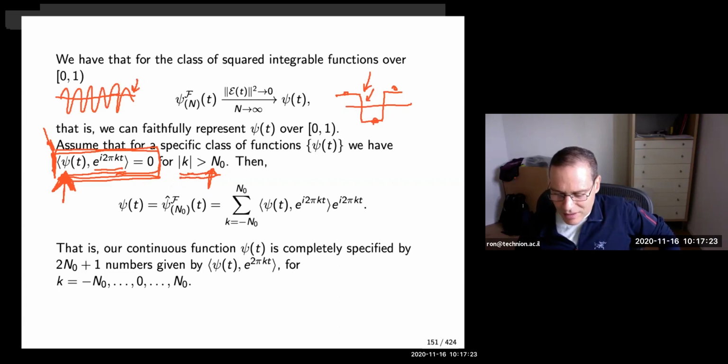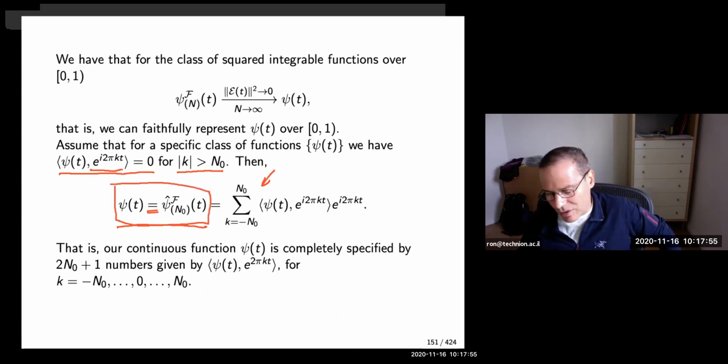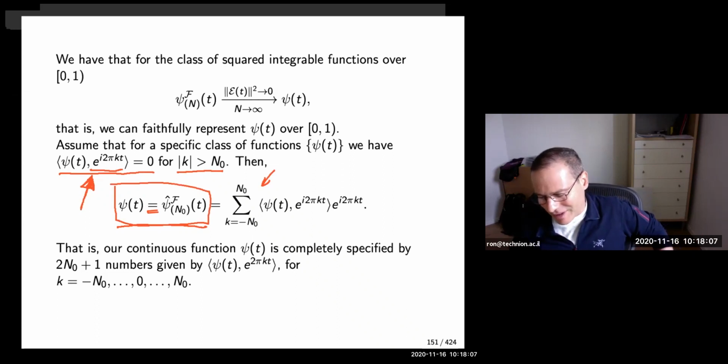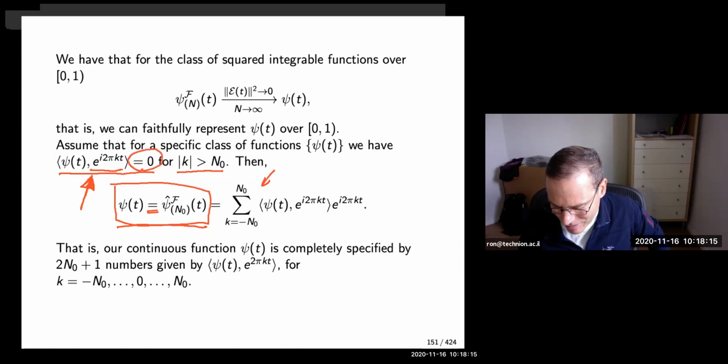If I assume that there exists some k which is larger than n0, for which the projection of my set of functions onto these harmonics is equal to zero, then what can I say? I can say that representing psi with only n0 plus one coefficients is exact, okay? Why? Because I've given you as an assumption that this holds. Now, if tomorrow you would try to understand harmonics for which this condition does not hold, then obviously this would just be an approximation, okay?